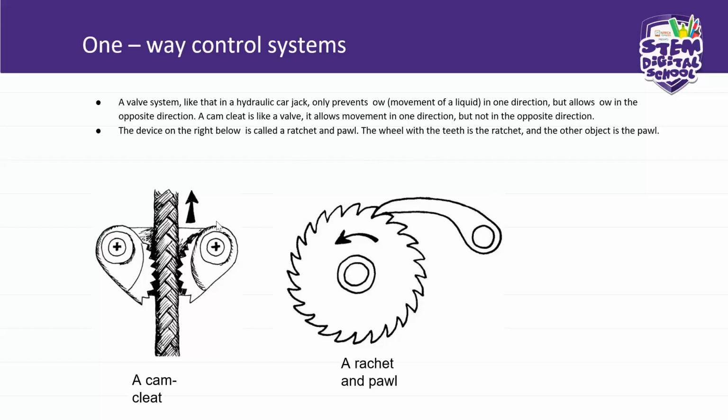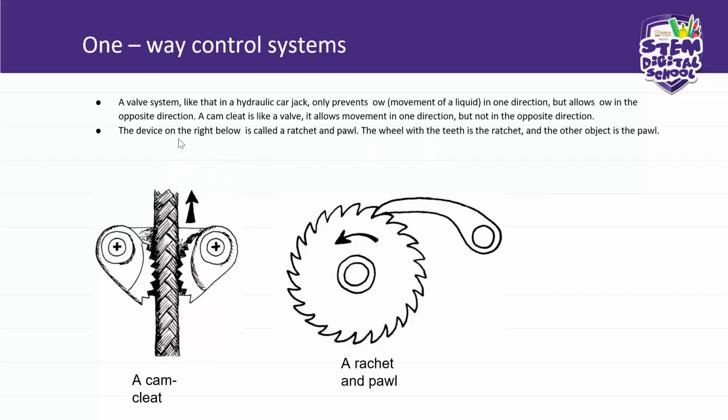So this is like the cable ties. They allow you to slide this rope in one direction. When you try to slide it in the opposite direction, then they close. A cleat is like a valve. It allows movement in one direction, but not in the opposite direction.